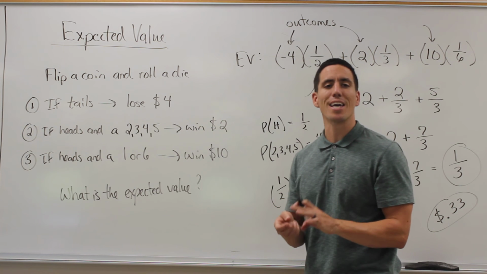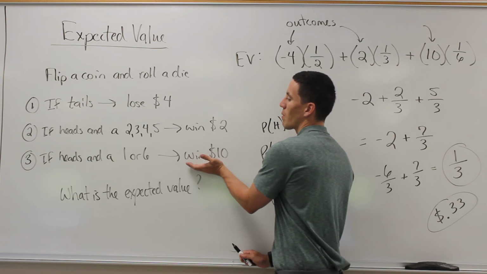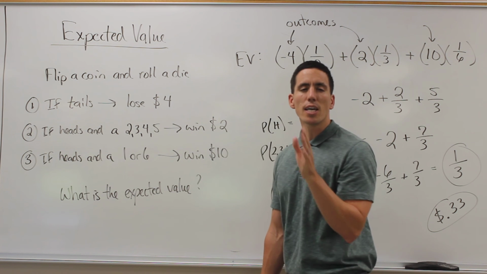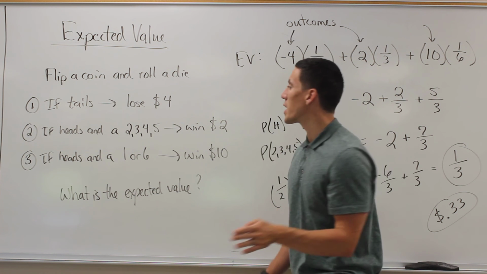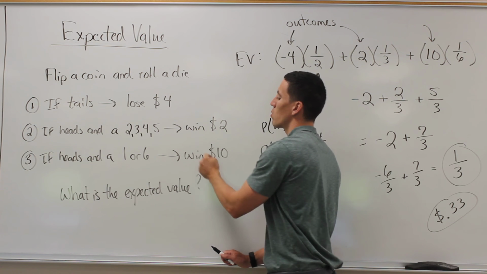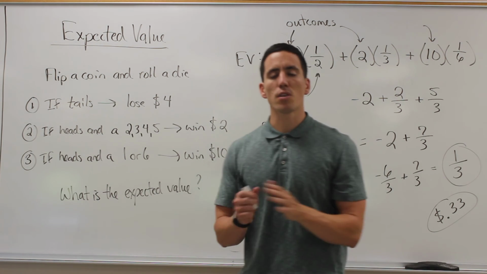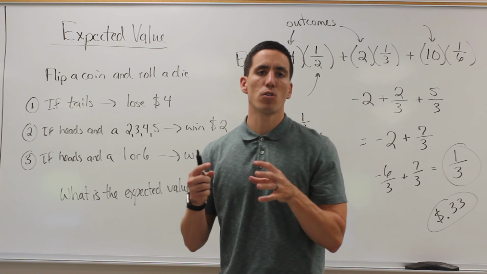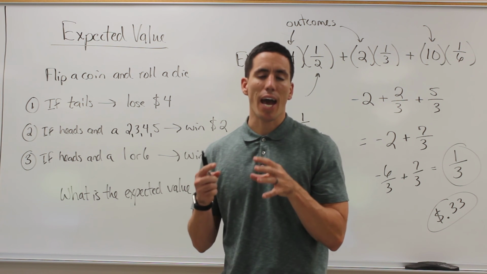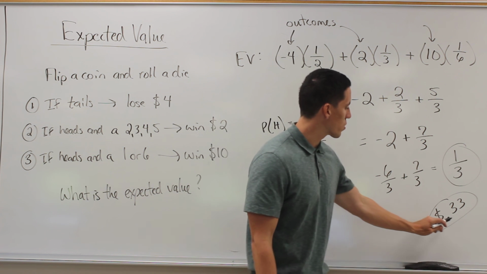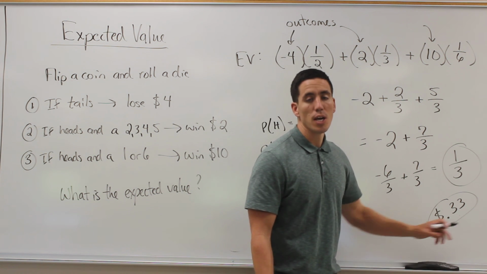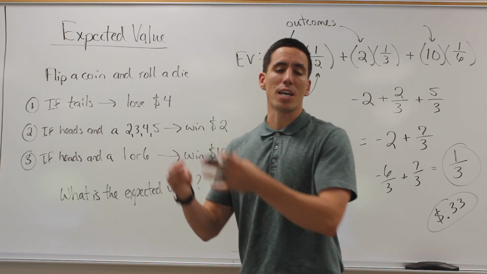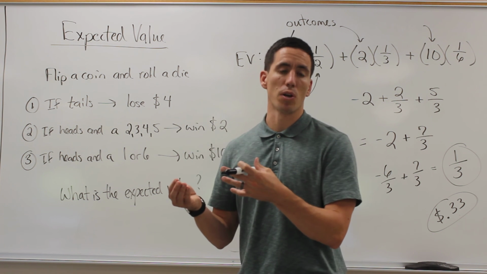All we're saying by that is if this particular game was played millions and millions of times, each time it was played, the person playing either loses 4, wins 2, or wins 10. But over millions and millions of plays of the game, if you were to average all of those winnings and losings together, that average would get closer and closer to 0.33, meaning that the person playing the game is actually making money on average in the long run when they play the game.